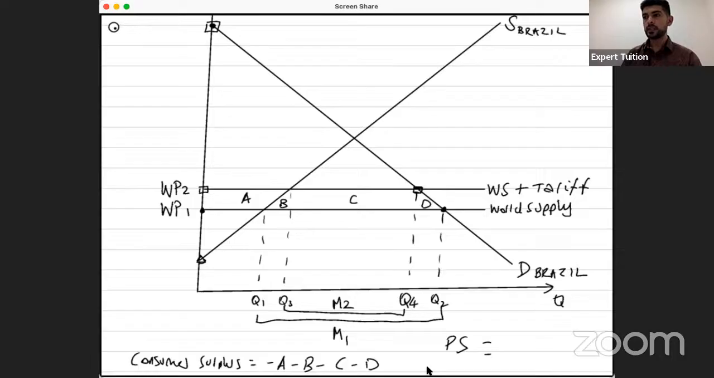Agreed? What is the actual price that they initially get paid? They get WP1. That's my second point. And then I go across until I hit the supply curve. So that little area there, you see that point there? That is the initial surplus area for producers.